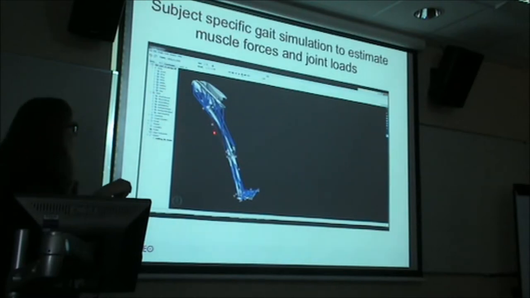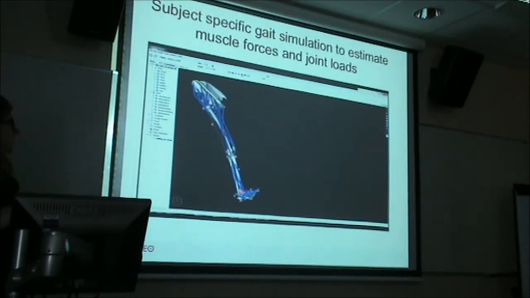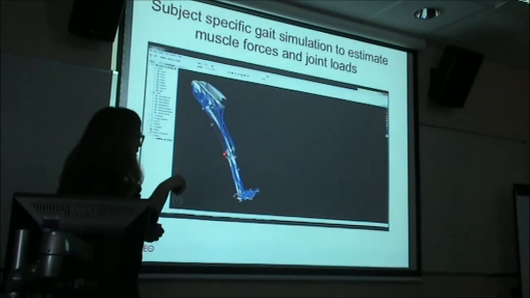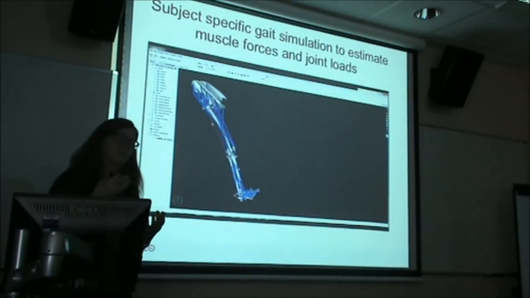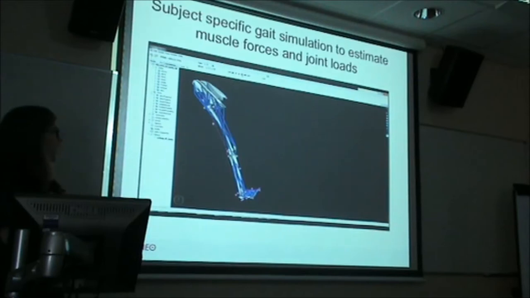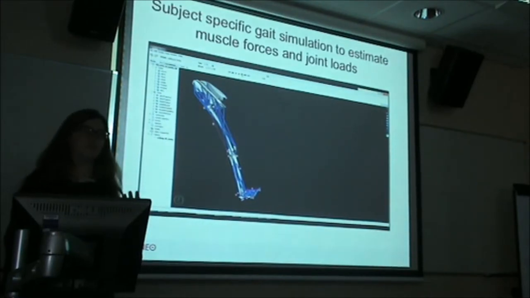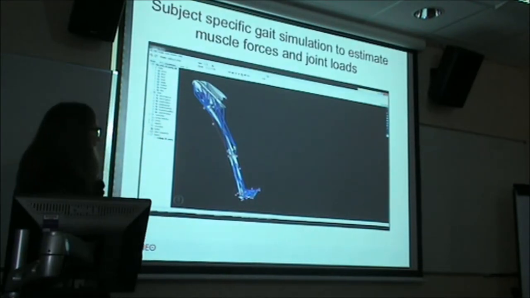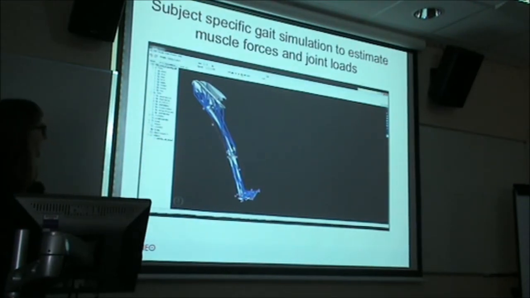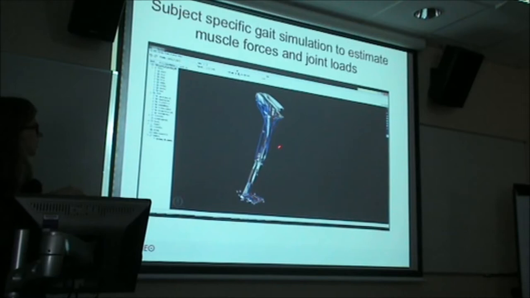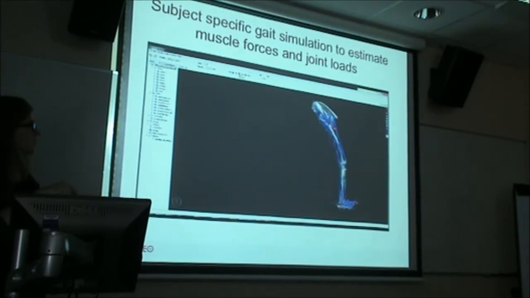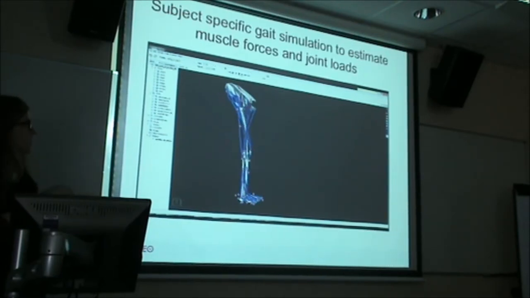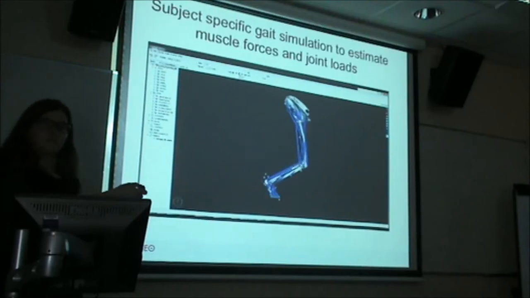So we have a description of our lower limb, in this case a quite accurate representation of the anatomy of the subject, and we then associate the information that comes from the gait lab. As you can see here, these muscles, these lines that represent our muscles, change color while the person is walking.